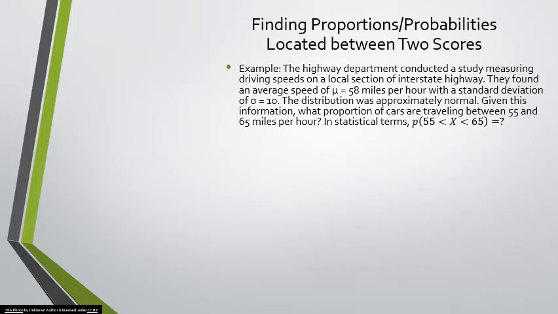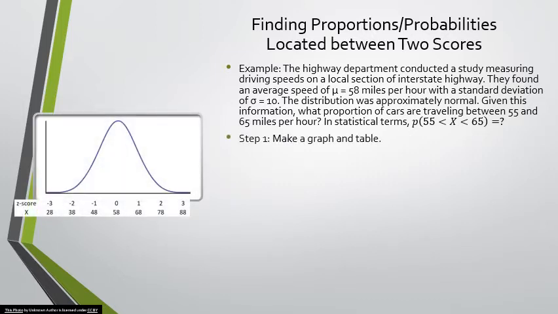Okay, here's another example. The Highway Department conducted a study measuring driving speeds on a local section of interstate highway. They found an average speed of 58 miles per hour with a standard deviation of 10. The distribution was approximately normal. Given this information, what proportion of cars are traveling between 55 and 65 miles per hour? In statistical terms, you would say P(55 < X < 65).